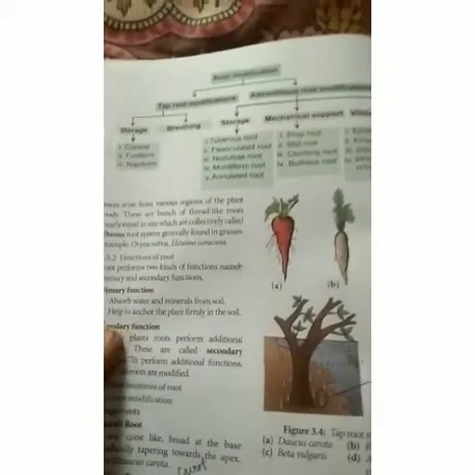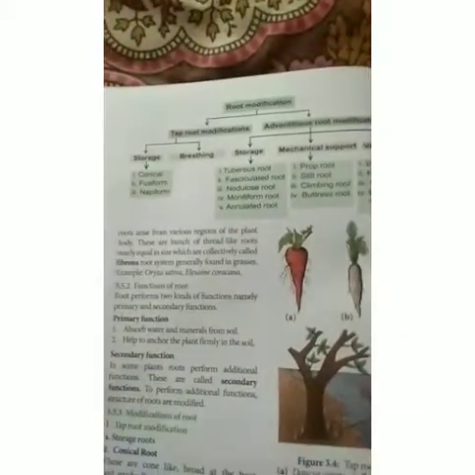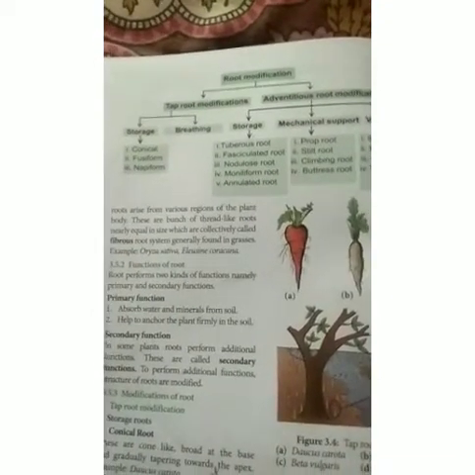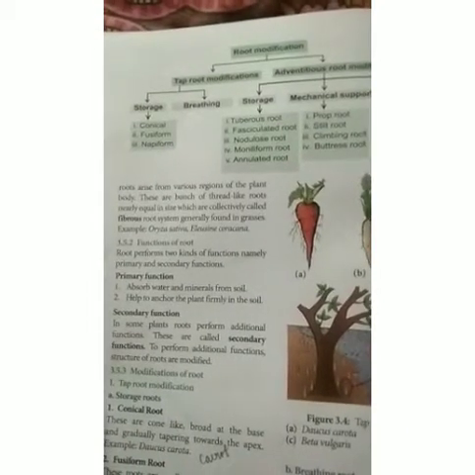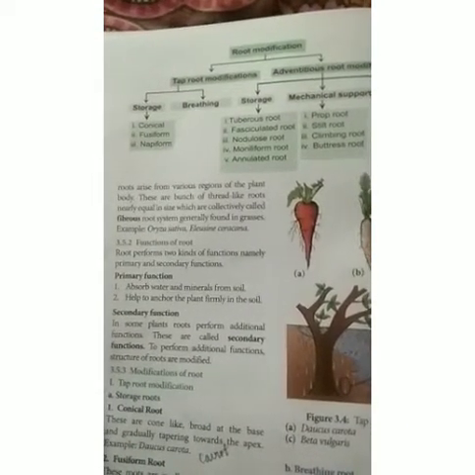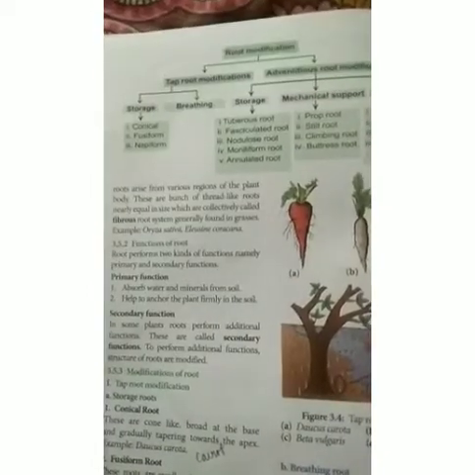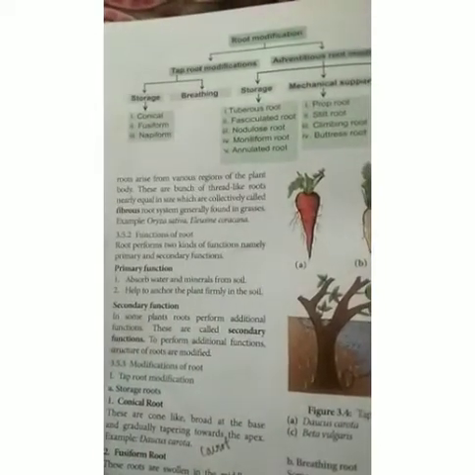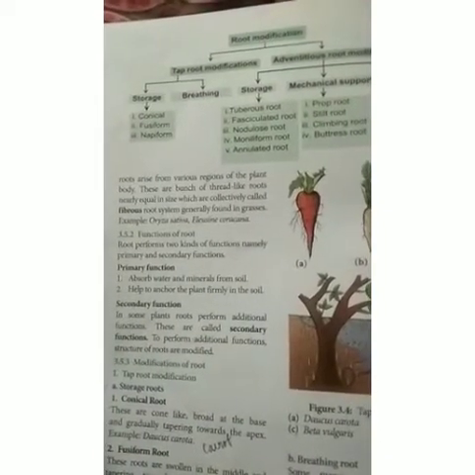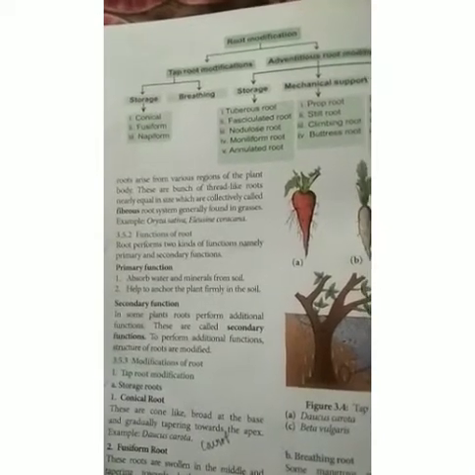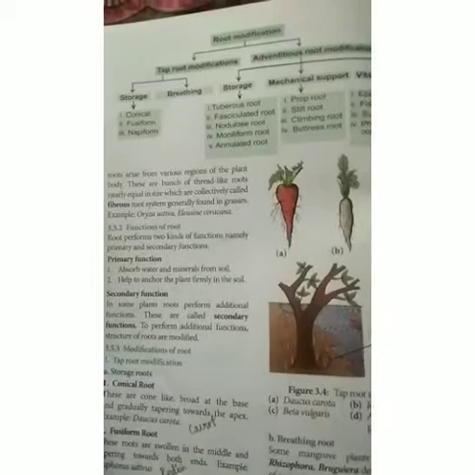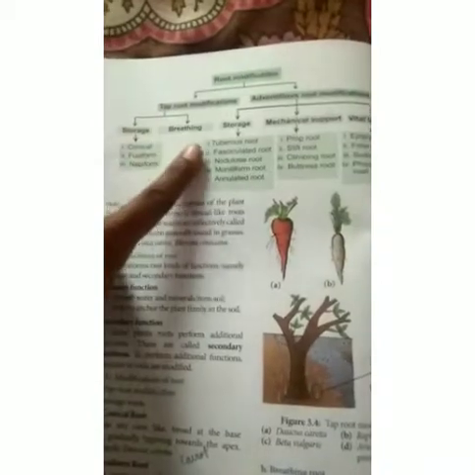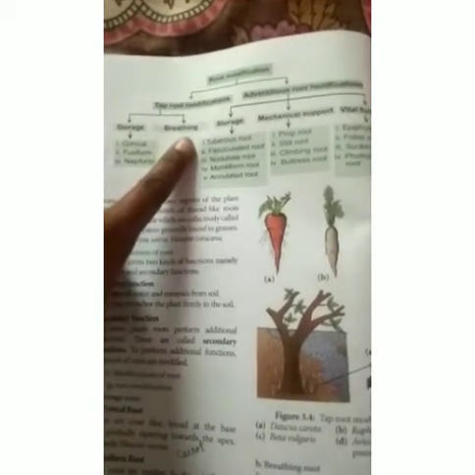Next, what is the function of the root system? Based on root performance, the functions are primary and secondary. The primary function is the main function of the root. What is the main function? Absorbing water and minerals from the soil and helping to anchor the plant firmly into the soil. Next we go to the secondary function. Apart from this, some plants perform additional functions. With modification of taproot and adventitious root, the function also varies. For the taproot, there are two functions: one is storage, another is breathing.